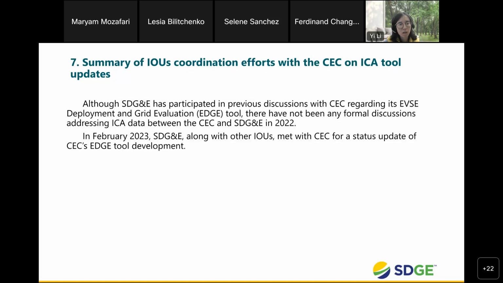input. And a slight update compared to what we filed in the annual report in February 2023, SDG&E, along with the other IOUs, did meet with CEC, where CEC graciously provided us a status update of the CEC's Edge tool development, and some of the considerations they have for the data inputs. So that's something we just want to include here as an additional item regarding our effort with CEC on the load ICA tool updates.